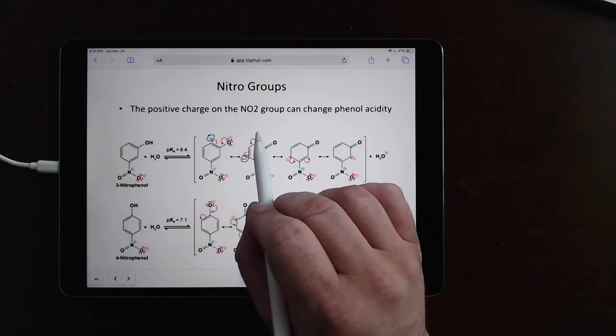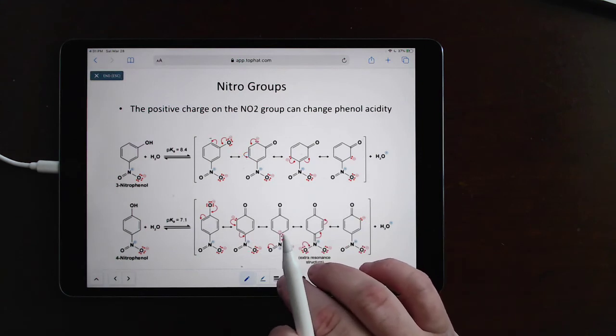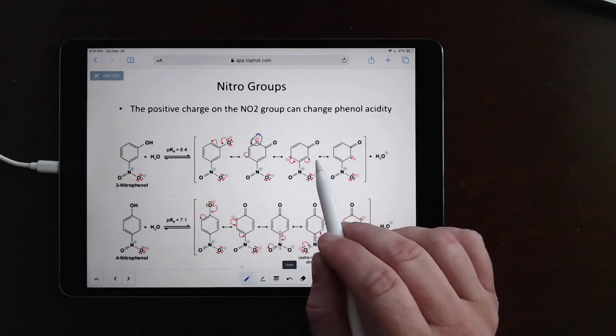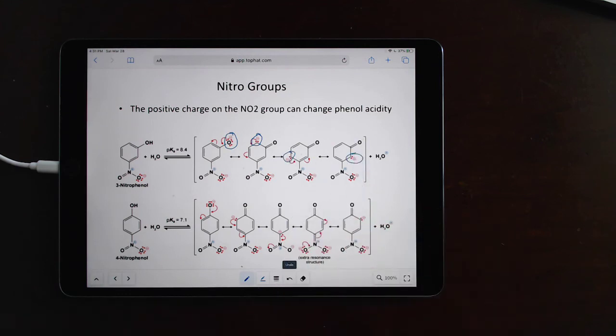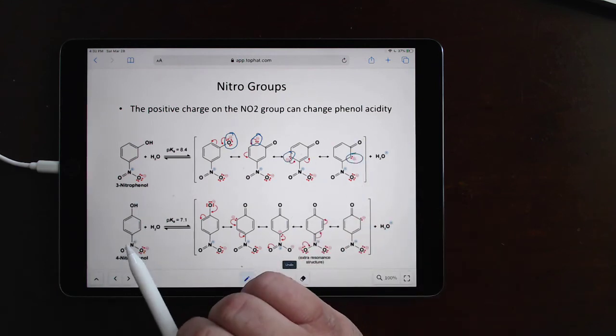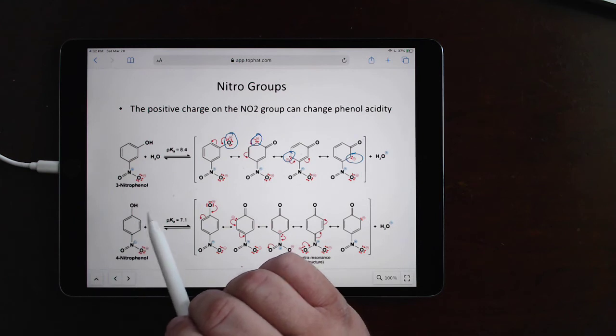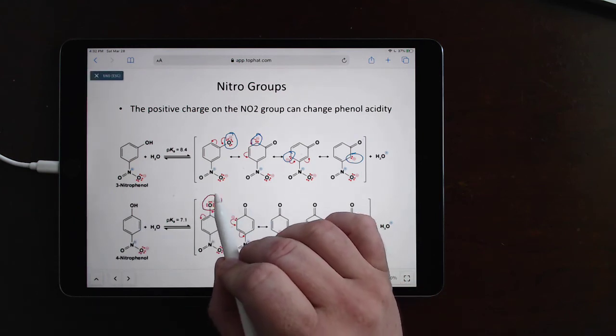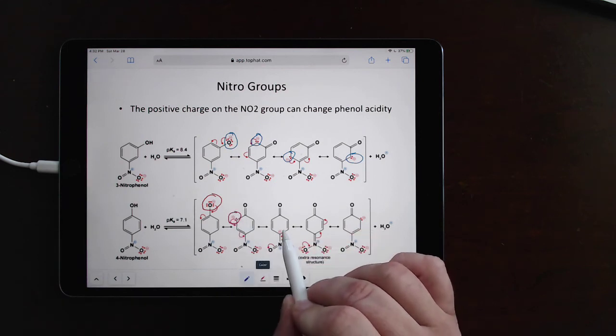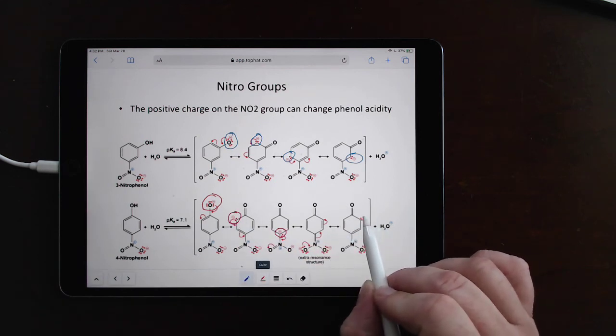here. So here we go. It's going to be there, there, there, and there. But if it's in what's called the para position, it'll also be ortho. It would also work. If you're looking at these, the negative charge is here, there, there, and there.